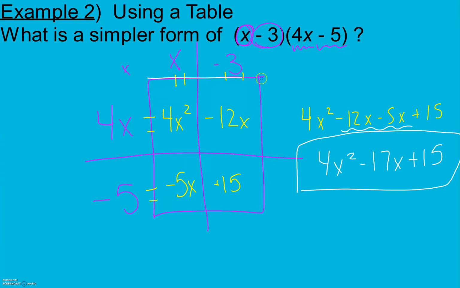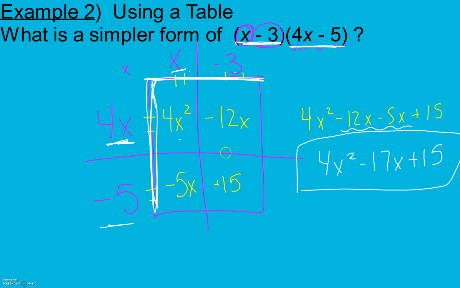So again, the top of my table is one of my binomials, x and a minus 3. The side of my table is my second binomial, 4x and minus 5. We're multiplying here. So kind of like Punnett squares in biology, we're going to take x times 4x to fill this one. We take our row times our column to fill this square, column times row and column times row of where the box meets. Then we combine our like terms and get our simplified answer.